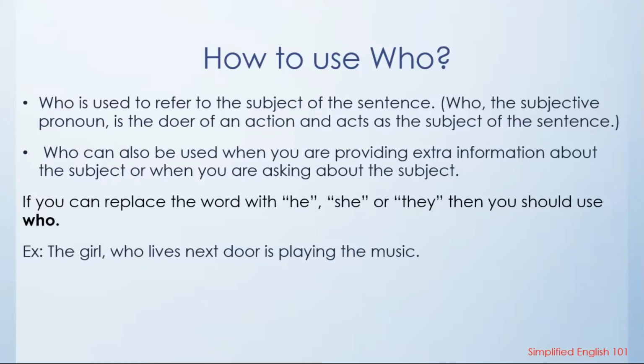If we can turn our sentence into a question and it can be replaced by the pronouns he, she, or they, then we use the word who. Let's examine this sentence. It reads, the girl who lives next door is playing the music.